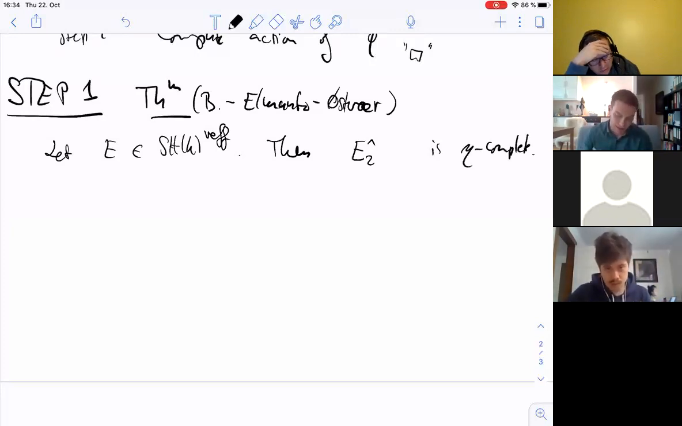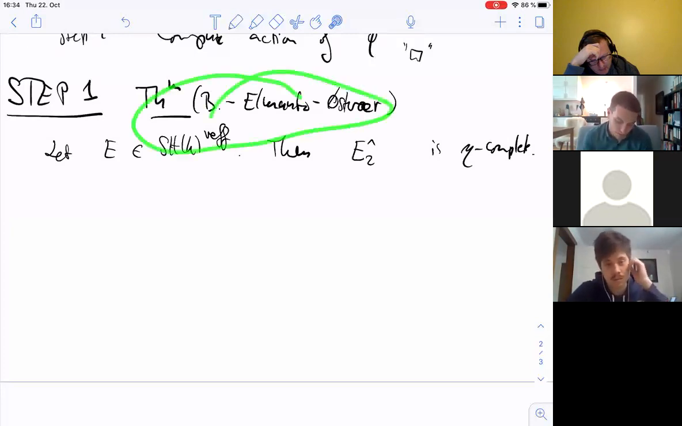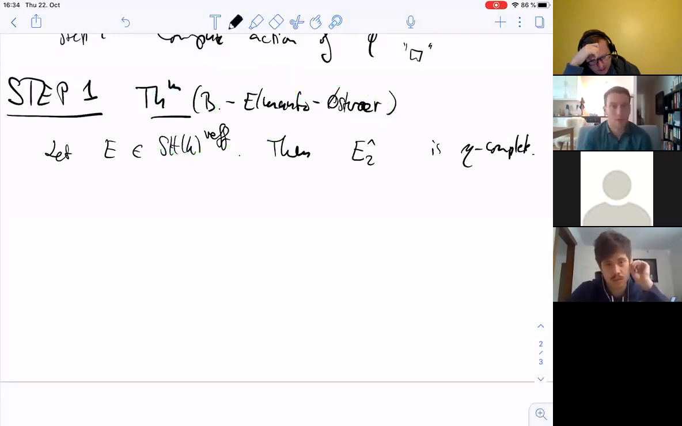I think something like this was claimed maybe for the sphere spectrum in an influential article by Hu, Kriz and Ormsby. But to be honest, I did not really understand the proof. So this theorem here is proved by adapting some technique of Marc Levine using the slice tower. But in any case, this is going to be our starting point. Well, eventually this is going to be our starting point.